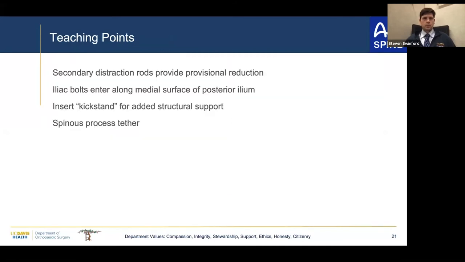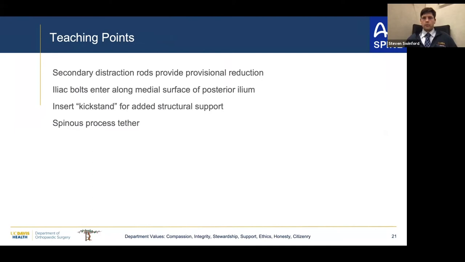So I think the take-home points from this are that you can use secondary distraction rods to provide provisional reduction. I always have to remind myself to make sure I get these iliac bolts medially along that medial surface of the posterior ilium so that they're not prominent. That additional kickstand rod adds additional structural support.